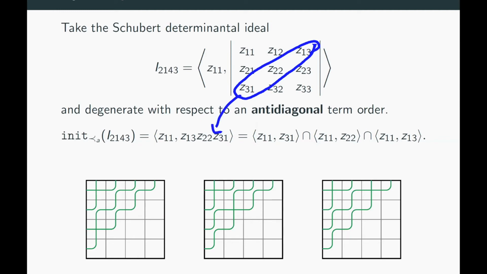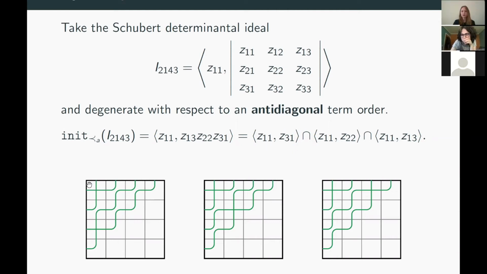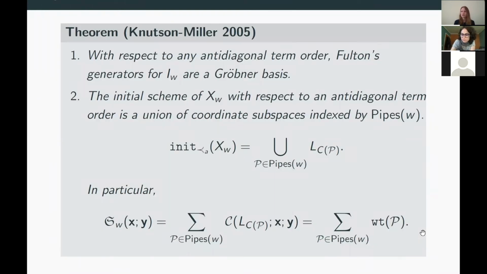So it's a fact that for this Schubert determinantal ideal, the Fulton generators are a Gröbner basis. And then kind of the recipe is we can take the prime decomposition of the initial ideal, and you'll notice that sort of prime by prime, what we see is a correspondence with the pipe dreams here. So this Z11 and Z31 tells you that you have a crossing tile in position 1,1 and position 3,1. And so this isn't just a fluke about 2, 1, 4, 3. Thanks to Knudsen and Miller, we know that this always happens.